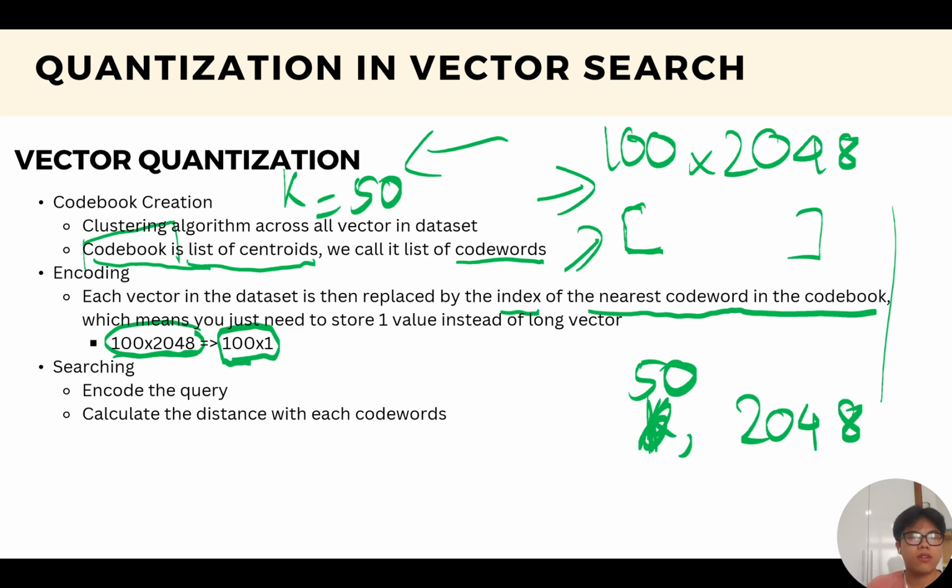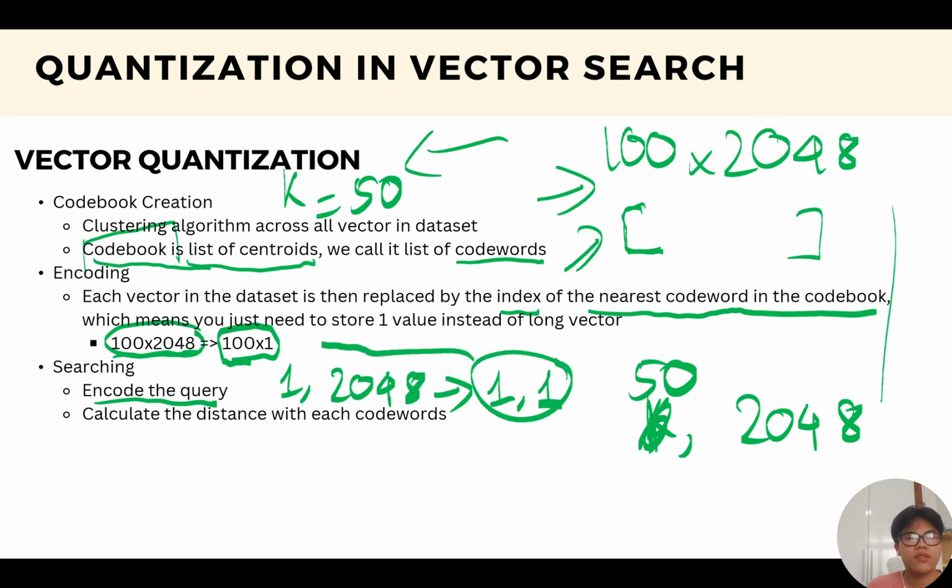So it reduces the storage a lot. For the searching process, we encode the query. The query will have the size of this dimension, and then we encode it to a single index. Then we calculate the distance to this vector database to choose the nearest neighbor.